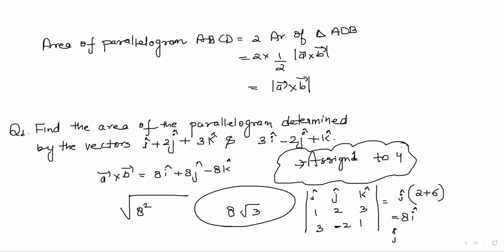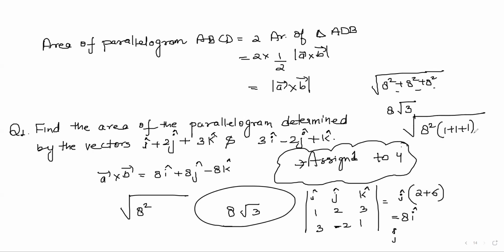Sir, it is under root 8 square plus 8 square plus 8 square. Yes, that's correct. So take 8 square common. From the root, if you take it outside, this becomes 8, and 1 plus 1 plus 1 will give you 3. How did you get root 3? Take 8 square common, so what will you get here? 1 plus 1 plus 1. Is it correct? Yes, sir. Then 8 square into 3. This is 8 square, you have a root, so this becomes 8.